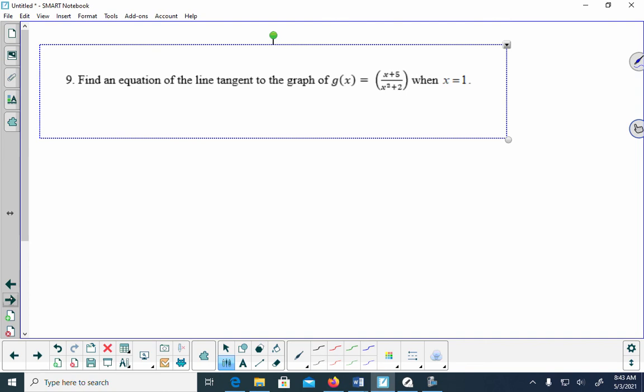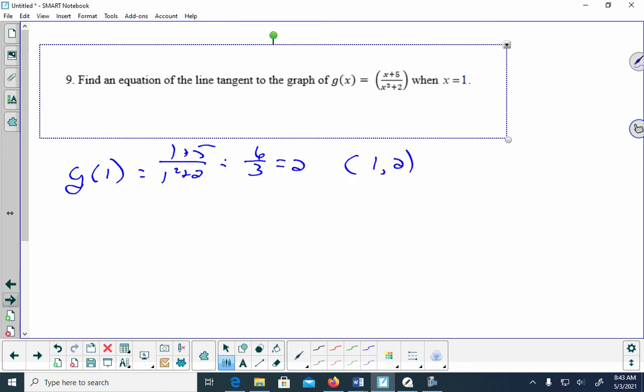Number 9, I am going to find an equation of the line tangent to the graph of that when x is equal to 1. So the first thing I want to do is find the point. So I'm going to find g of 1. So I'm going to do 1 plus 5 over 1 squared plus 2. So this will be 6 over 3, and 2. So the ordered pair that I'm looking at is (1, 2).